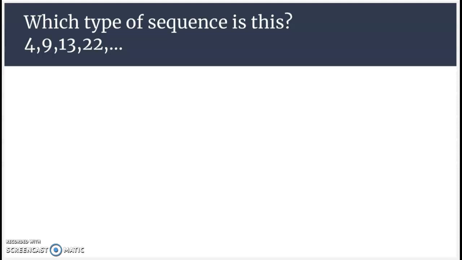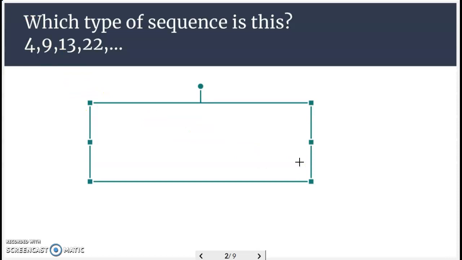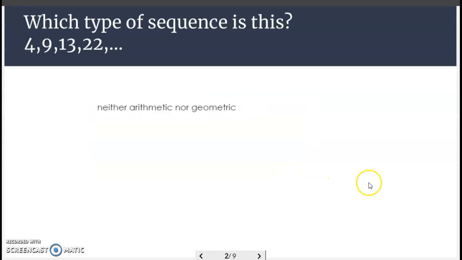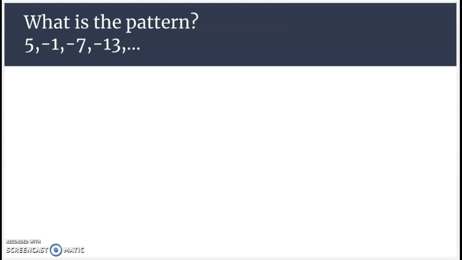What type is this? So we go 4, 9, 13. So we go up 5, and then up 4, and then up 5. Or actually up 9. There doesn't seem to be a consistent pattern. So we would say neither arithmetic nor geometric. If there's no pattern to it, we just say neither.